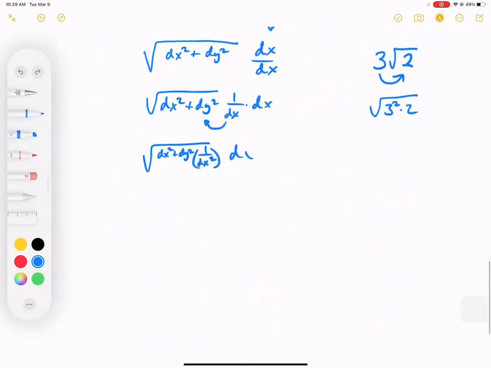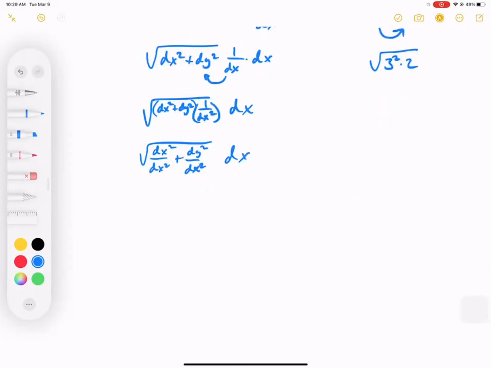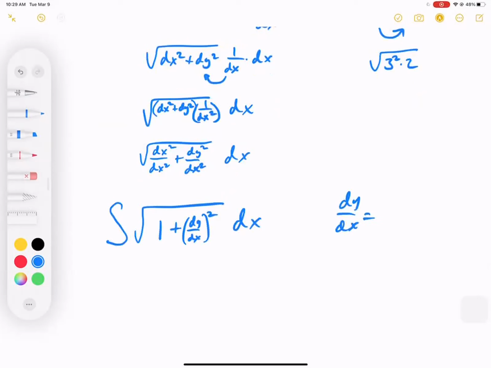I'm going to distribute this. Dx squared over dx squared plus dy squared over dx squared. As we mentioned before, what's dx over dx? That's going to be 1. This leaves us with the integral of the square root of 1 plus, and we write it as, dy over dx squared dx. Now, have we seen what dy over dx is? Dy over dx is another fancy way of saying y prime.